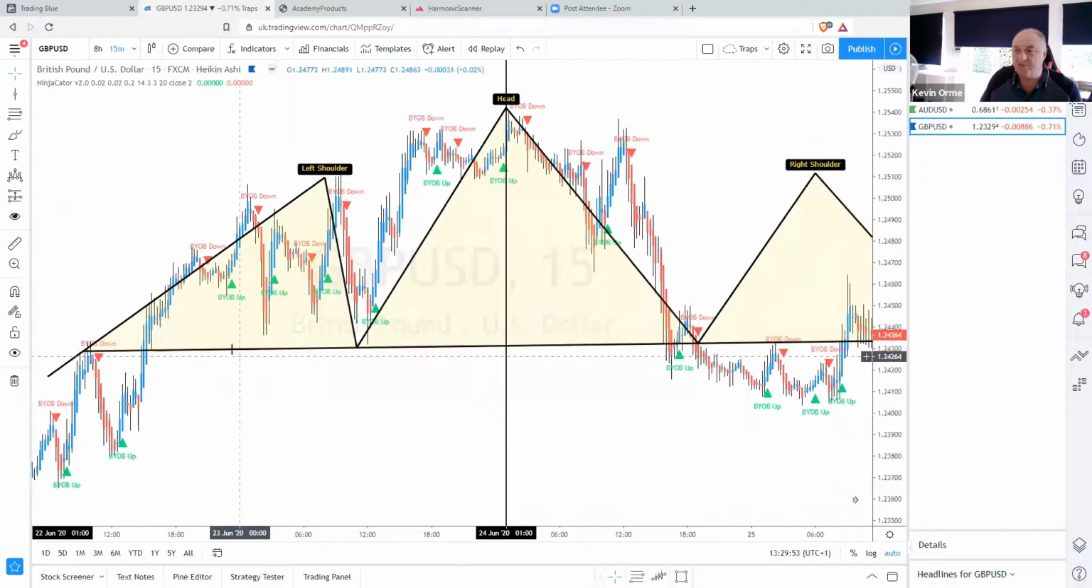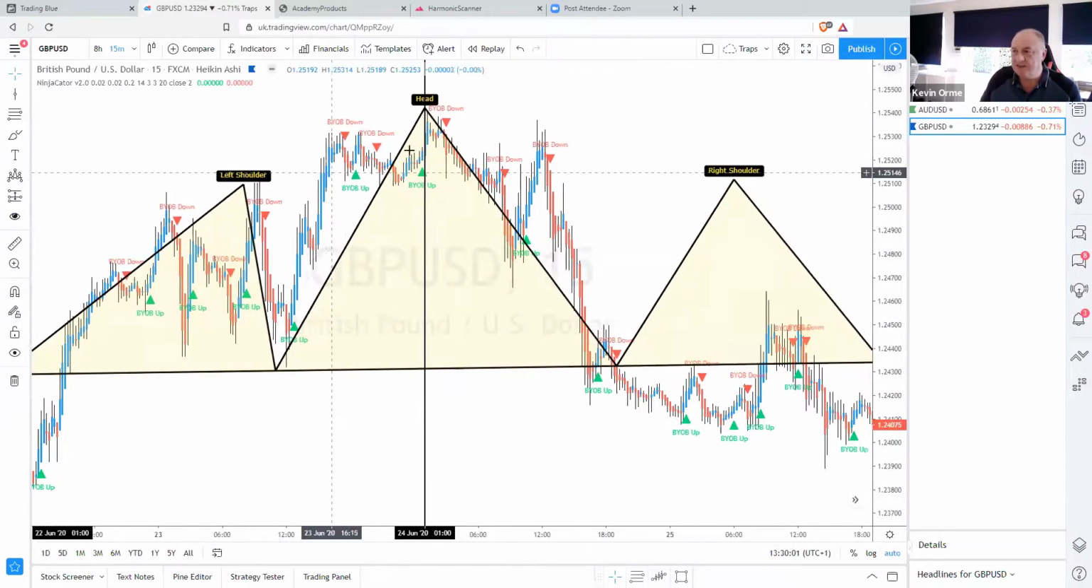this is an upright head and shoulders, if you like. There's the left shoulder, if you can imagine looking in the mirror. There's a shoulder, there's your head, and there's the other shoulder. And immediately we got some price movement after this swing high here, this head, a BYB to the downside, price go, and then push down even further.